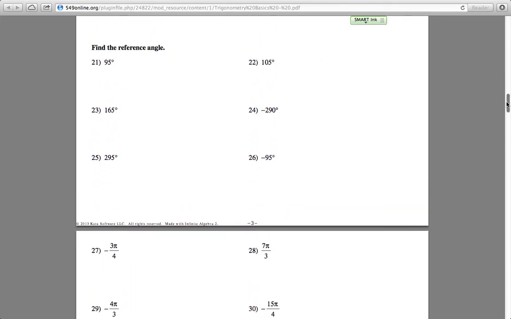Reference angle. What did I say a reference angle was yesterday? How far the angle is from the x-axis. It's that simple. How far is it from the x-axis? So 95. How far is 95 from the x-axis? 85. How far is 105 from the x-axis? 75. How far is 165 from the x-axis? 15.